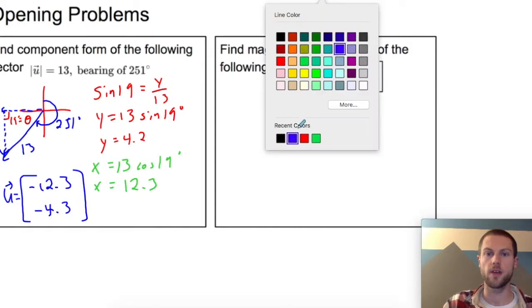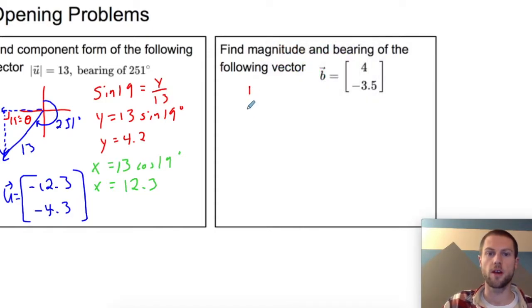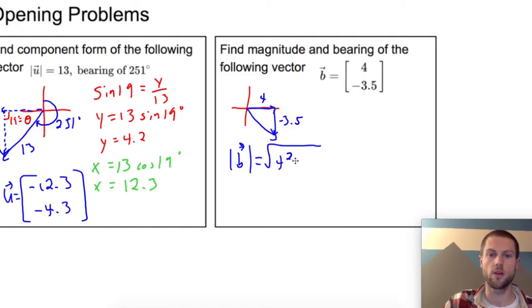And again, I think it's really helpful to visualize what's going on here. So let's imagine that I'm on the coordinate plane and I've got an x step of 4 in the positive direction, 1, 2, 3, 4, and a y step of negative 3.5. So this is my vector b right here, and that is comprised of a step of 4 to the right and a step of 3.5 down. So if I want to find the magnitude, really I'm using the Pythagorean theorem. The magnitude of vector b is going to equal the square root of 4 squared plus negative 3.5 squared.